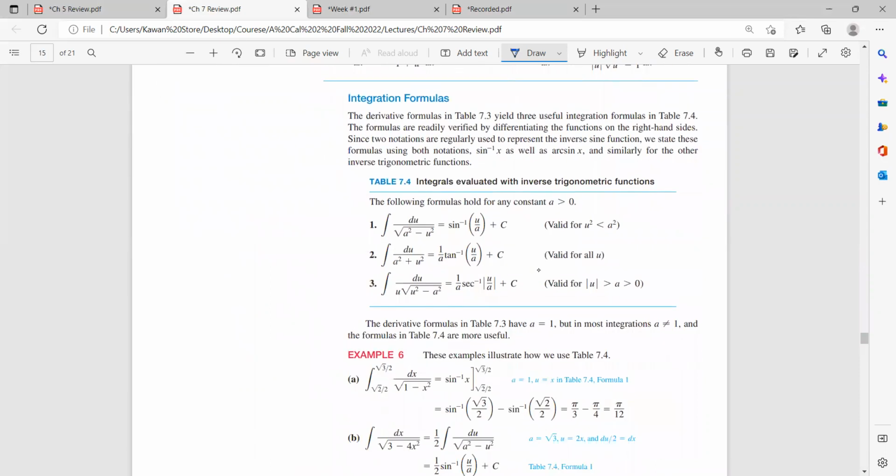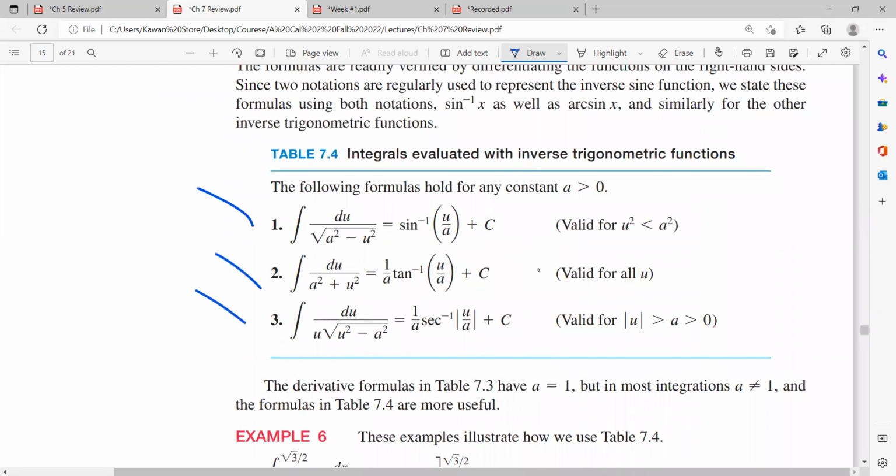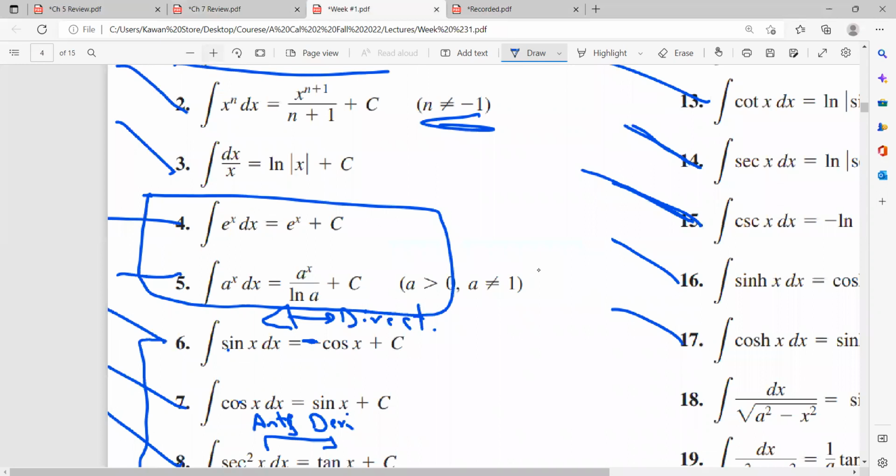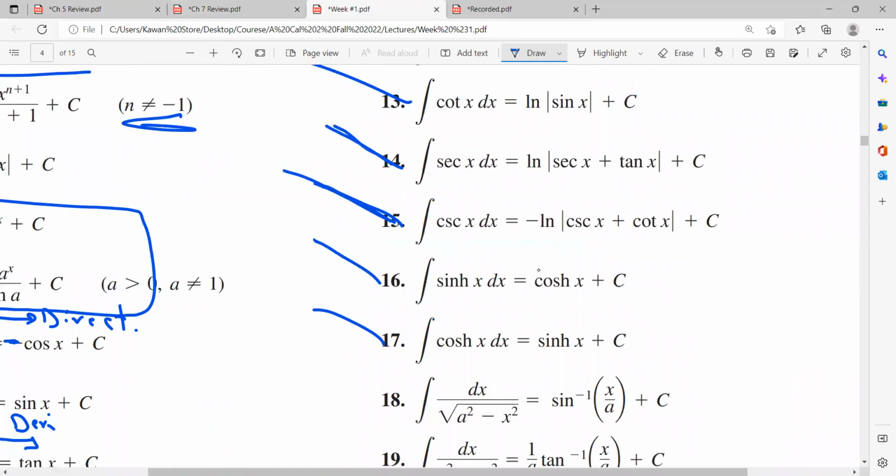Here we are. We have these 3 rules. Now we are going to cover them. 16 and 17 are easy for you. I'm not going to talk about them. Just look at them. It's sine hyperbolic, we call sinh, and cosine hyperbolic, we call cosh. So integral of sinh directly, without any minus, is equal to cosh. Integral of cosh directly, without any minus, is equal to sinh. There is nothing to worry about. Just put it in. Understood?